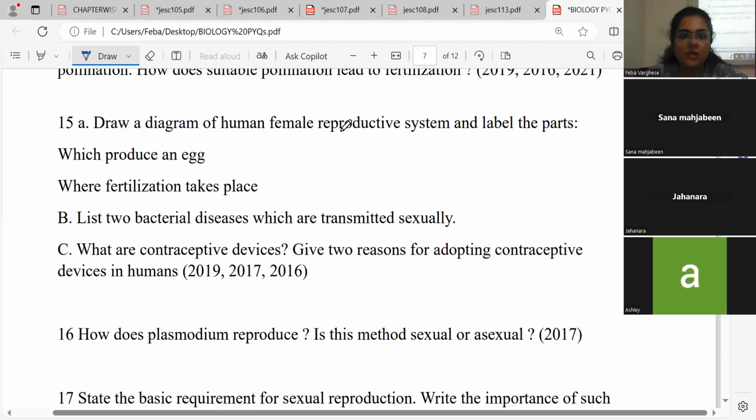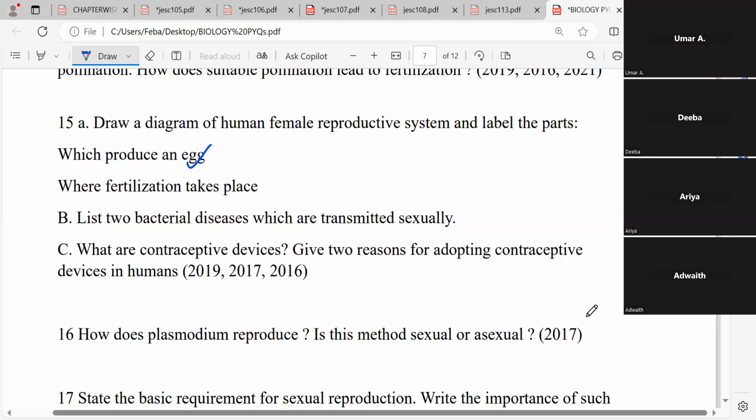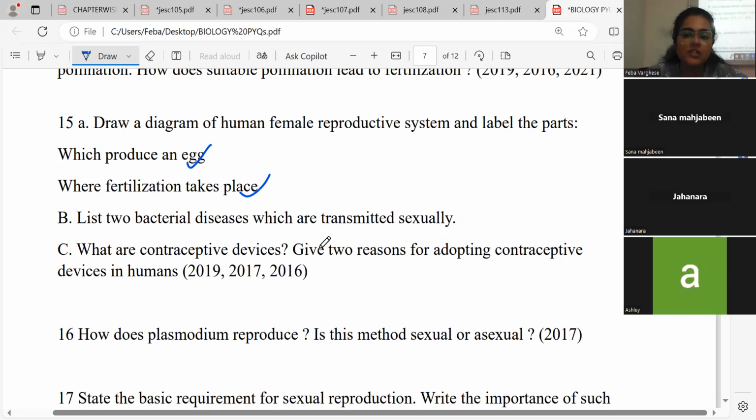Draw a diagram of the human female reproductive system and label the parts which produce the egg. Which is the part that produces egg, guys? Say quickly. Ovary. Ovary. Very good. Where is the fertilization taking place, guys? Fallopian tube. Yes. List 2 bacterial diseases which are transmitted sexually.